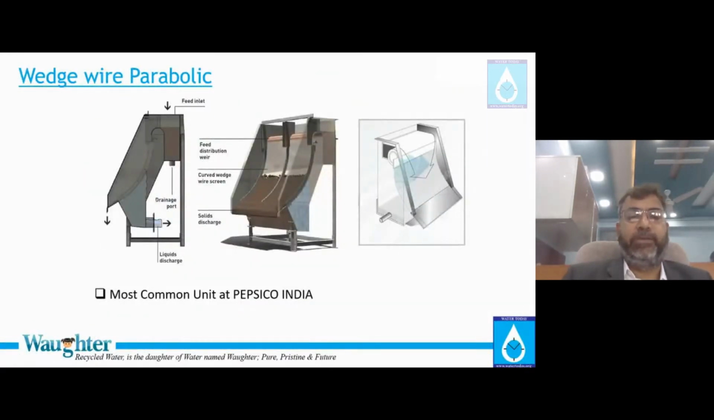So if you look at the wedge wire screen, which is a very common unit, if you want to see somewhere, you will find it in PepsiCo India. Why do I say that? Because they make potato chips. So when you make potato chips, what will happen to the skin of the potato? All the potato skin is in the waste.